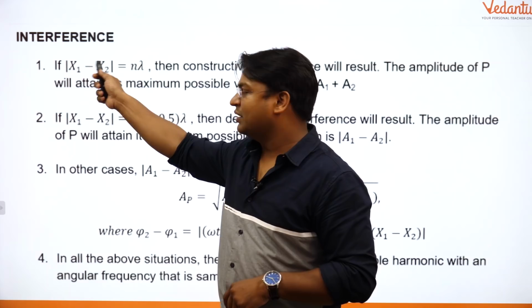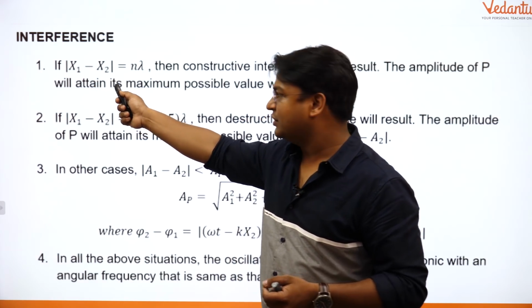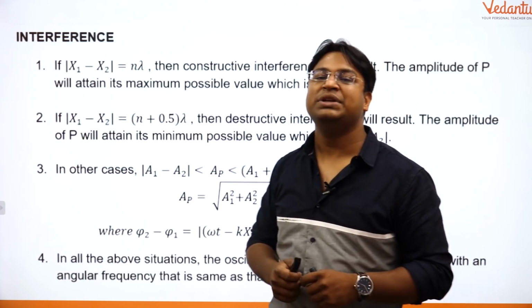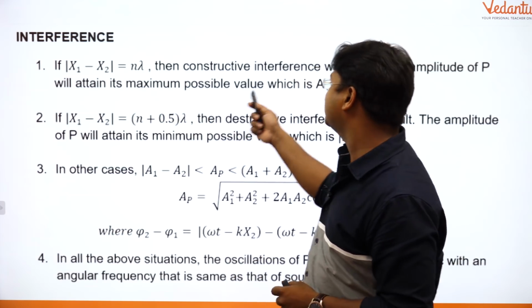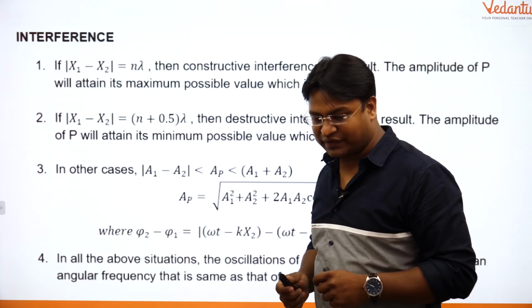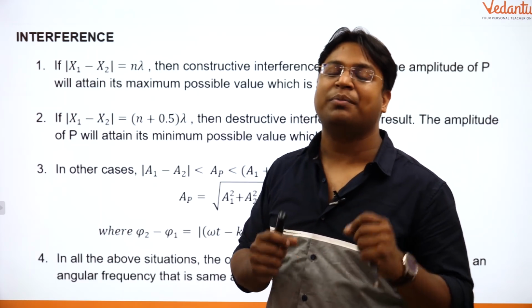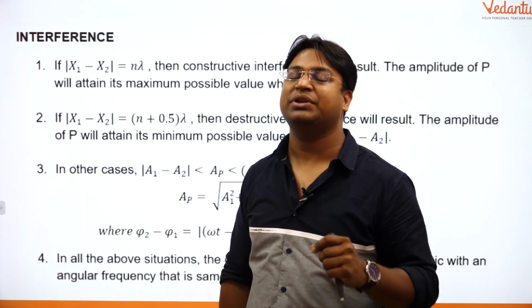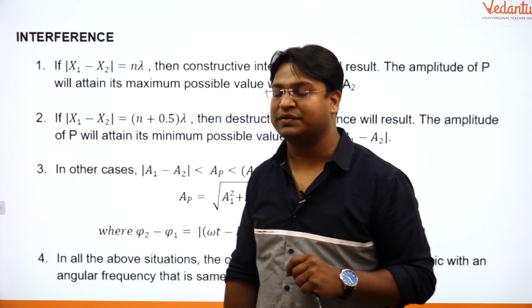And we have taken mod because we are not sure which one is going to be greater. So if the mod of x1 minus x2 is n times lambda, then we say that constructive interference is taking place. And in constructive interference, the amplitude that we obtain at point P is A1 plus A2. This is also the maximum amplitude that we could have obtained using these two waves.